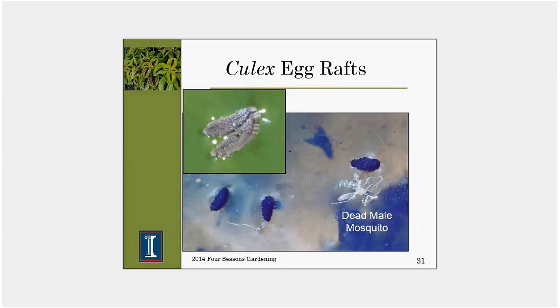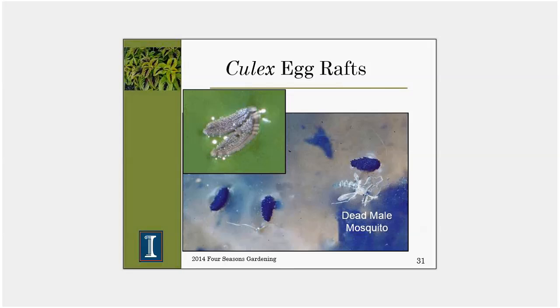These are the egg rafts that they produce. They're typically about an eighth of an inch long and a 16th of an inch wide, I should say. Relatively small. You can see a dead male mosquito next to one. Has fuzzy antennae. These are the egg rafts that they produce. They're pretty easily seen if you look close.